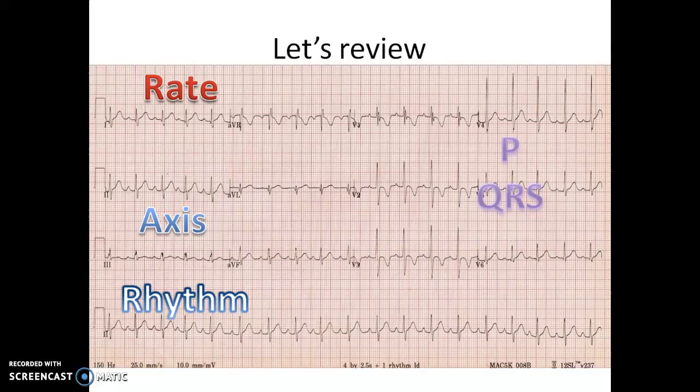After QRS, what's the next thing? Okay, yeah, so T and QT. The QT is important to measure because in children the heart rate gradually reduces as they get older, so does the QT interval change. So it's not uncommon for neonates to have a prolonged QT up to 0.49 milliseconds. So that has to be borne in mind.